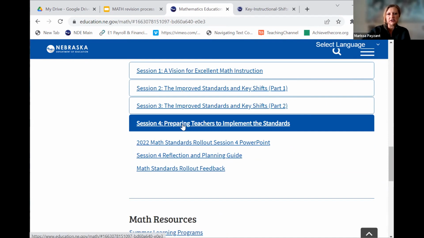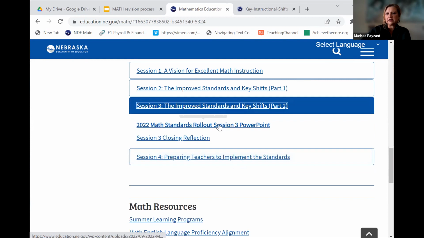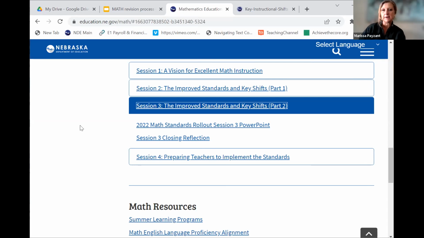So for each of these modules, you have just a little handful of resources. There's a PowerPoint presentation. There's a reflection and planning guide. This one has a little survey, I think, inviting participants to give a little feedback on these. So if you click through these, you'll have the PowerPoints, all the materials that you're going to need to get through those rollout modules. And Kelly, you were really involved in the development and creation of these. Is there anything you might add?